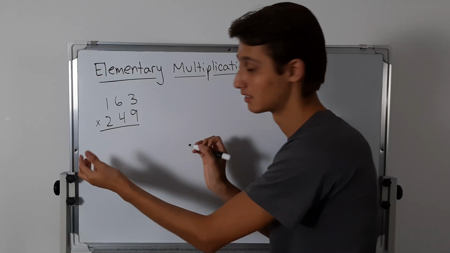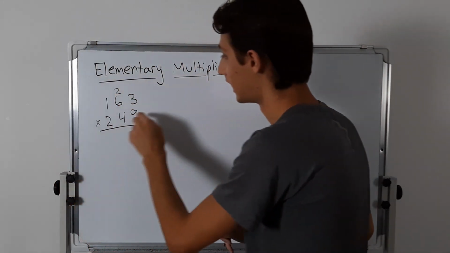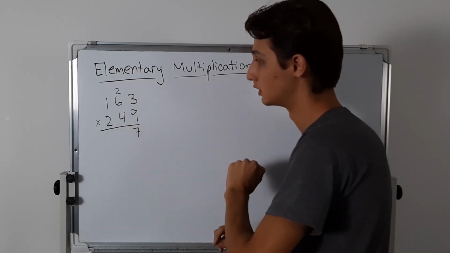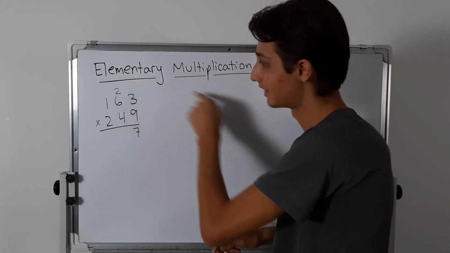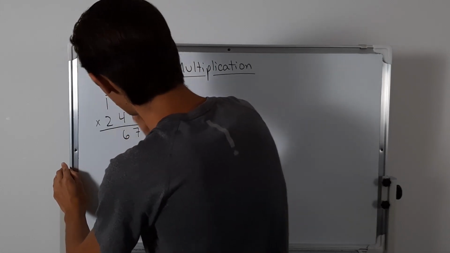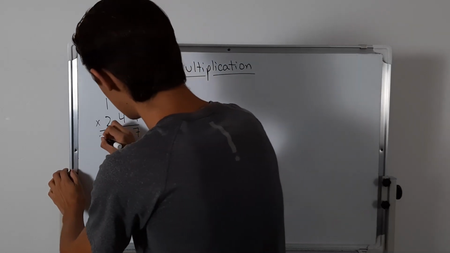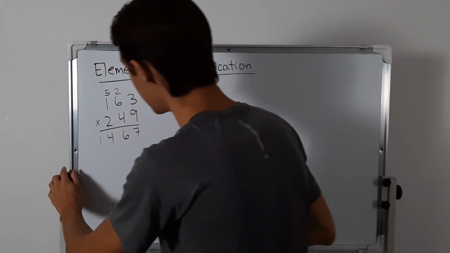since we can't fit the 27 here, we have to put the 7 here, and then the 2 up here, and then we do 9 times 6, which is 54, but then we have to add that 2, so that turns into 56, so then we just repeat the process, put the 5 up there, and then 9 times 1 is 9, plus 5 is 14, so then we just put the 1 and the 4 there.